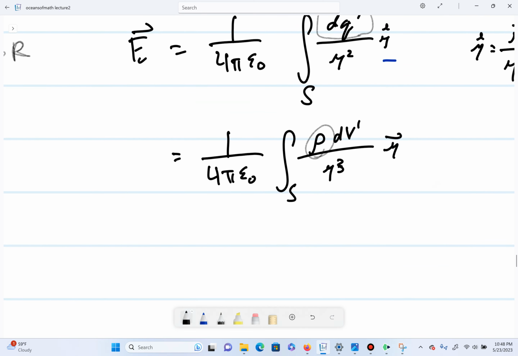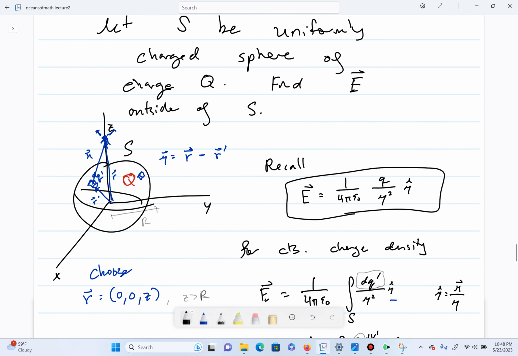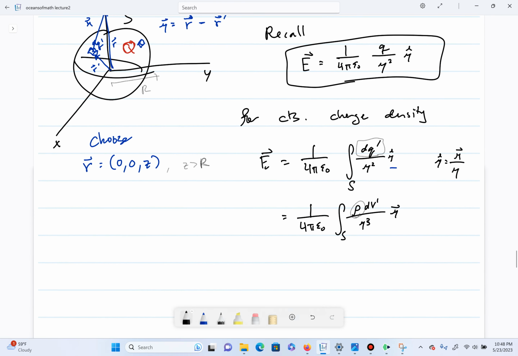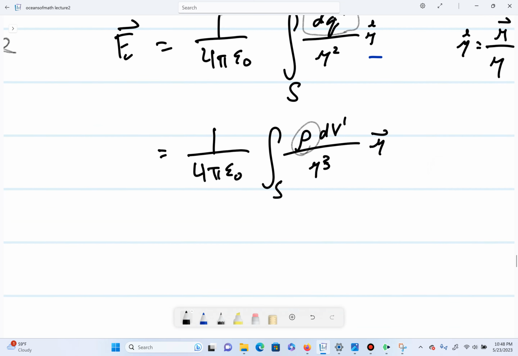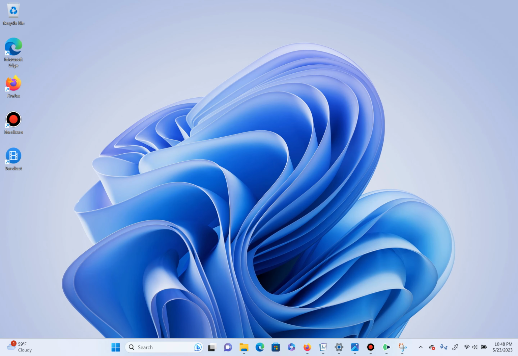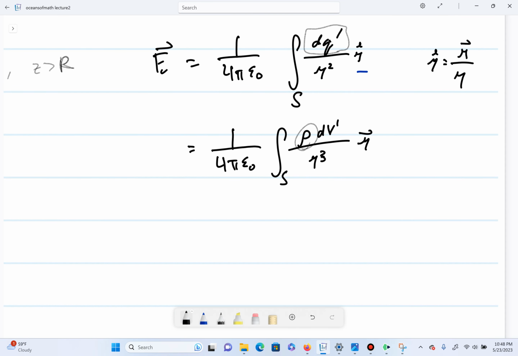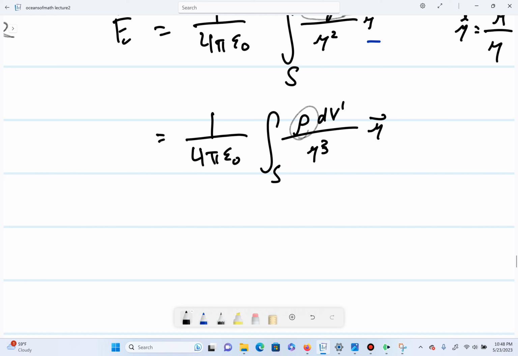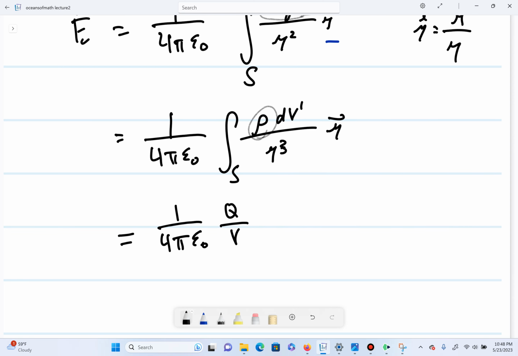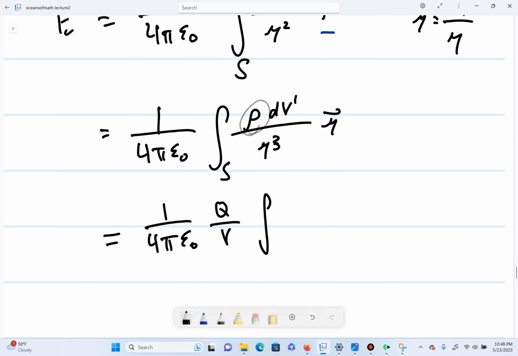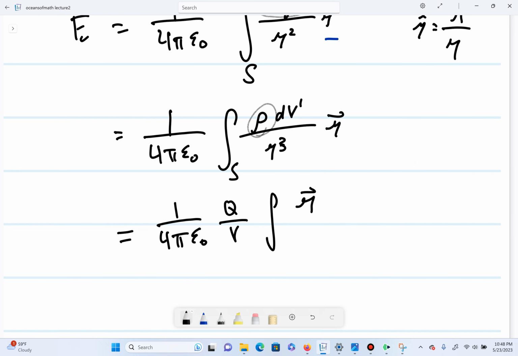Okay. And finally, since we know that this is a uniformly charged sphere, that's telling us that rho, the charge density, is uniform, and it's precisely going to be equal to the charge of the sphere divided by the volume of the sphere. So that constant can just be pulled out of the integral here, q over v, and then I'm going to integrate r vector over r cubed dv prime.